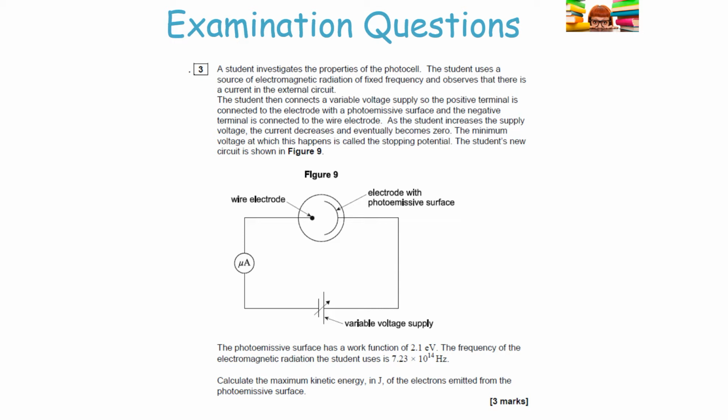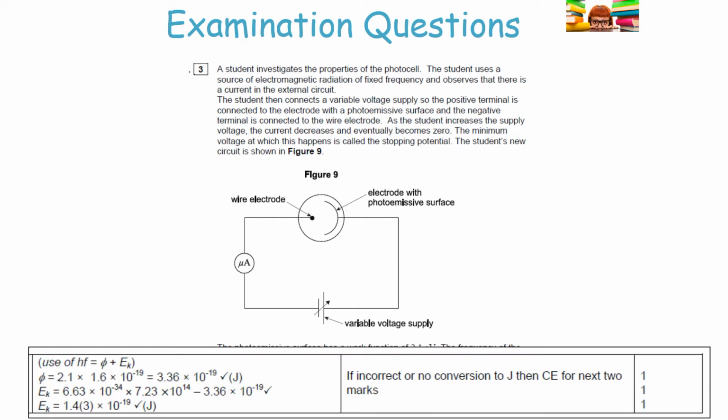But the next thing we notice is the work function is in eV. Now we don't work in eV, we work in joules, so we've got to convert from eV to joules. And as shown here, the conversion factor is 1.6 times 10 to the minus 19. That's a really important conversion factor, so I would suggest you memorize that value.